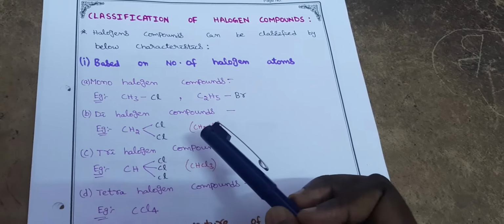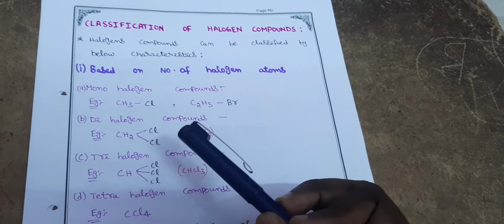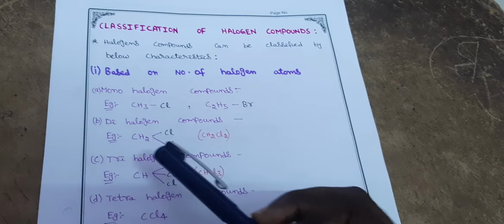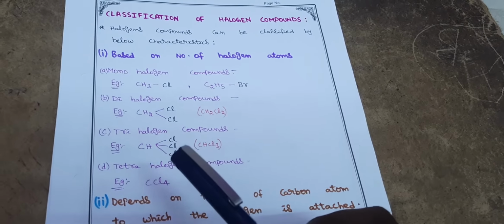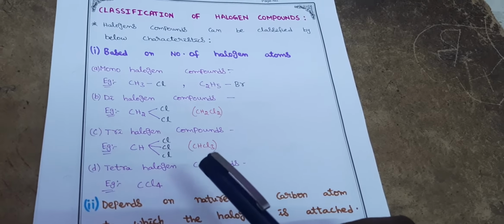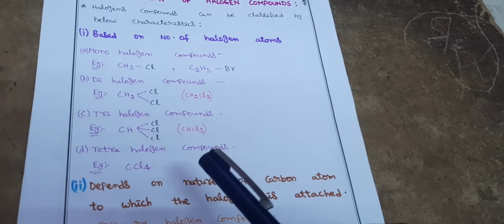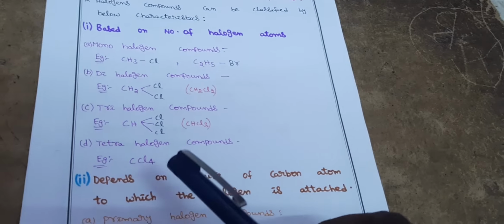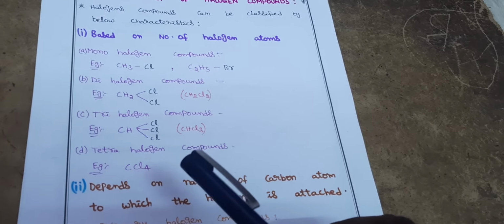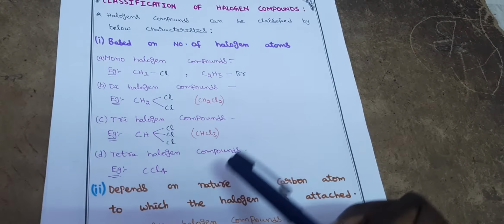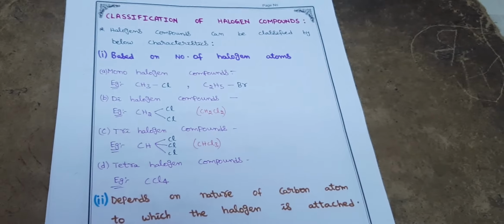And the other, dihalogen compounds. That means if two halogens are present, then that particular compound is known as a dihalogen compound. CH2Cl2. Trihalogen compounds. If three halogens are present, then that particular compound is known as a trihalogen compound. CHCl3. It is also known as chloroform. And tetrahalogen compounds, finally, because the carbon has tetravalency, right? So CCl4, carbon tetrachloride, or tetrachloromethane. Based on the number of halogen atoms, first of all, the halogen compounds are described like the above, as I said.